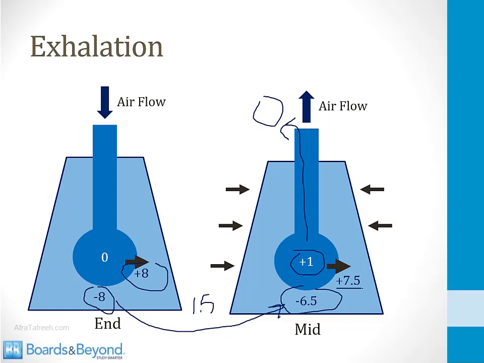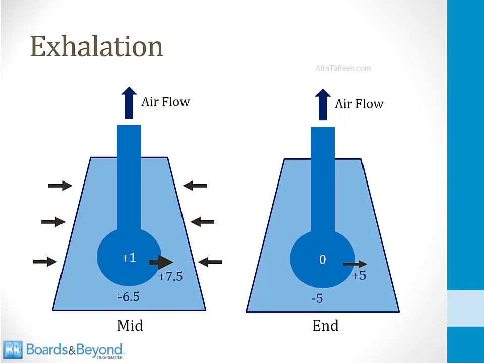So all the things that would logically happen with exhalation are happening. Air is flowing out of the lungs and the lungs are shrinking. What's confusing is the numbers, because this is all being driven by a change in intrapleural pressure from -8 to -6.5 and a change in transpulmonary pressure from +8 to +7.5. But keep your eye on the big picture. What we're doing is we're decreasing the suction force on the lungs that's causing the lungs to shrink and that's causing air to flow out.